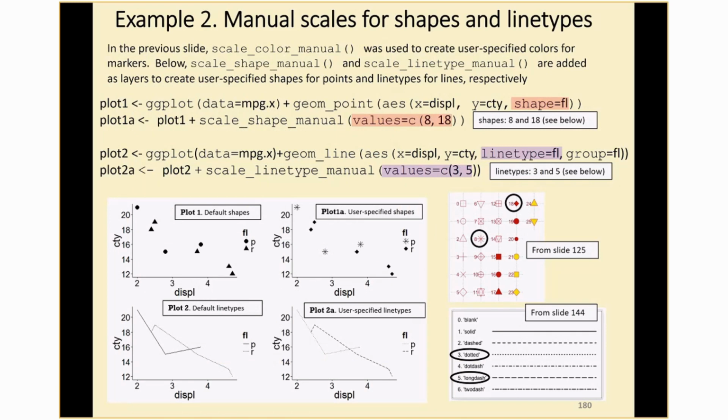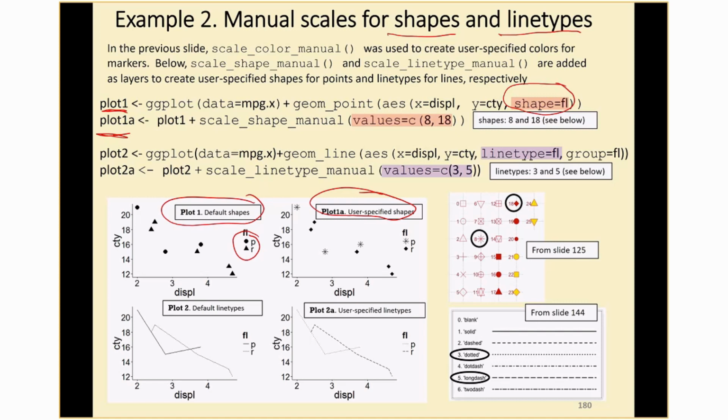And in the same way that we have manual scales for colors, we can also have manual scales for shapes and for line types. So here I've created plot 1, which is a scatter plot with shape mapped onto fuel. And so by default, there's plot 1. That's what I get, and I have these two default shapes, the round dot and the triangular dot. But I could override that. I could create plot 1A. Here's my plot 1A with user-defined shapes.